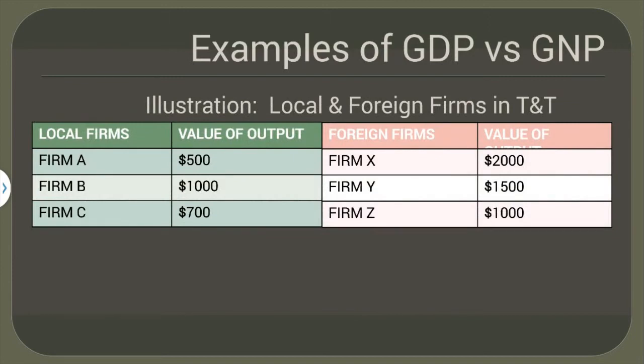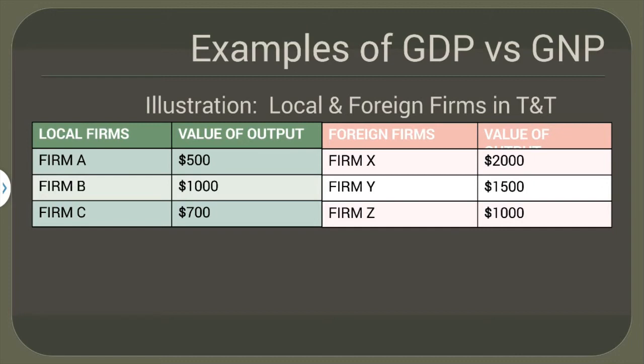So here I have a table, right? And it's providing abstract information about local and foreign firms in Trinidad and Tobago. In the green columns, we have information on local firms and the value of output produced by those local firms. And in the pink columns, we have information on foreign firms operating in Trinidad and Tobago and the value of their output. This cell refers to the value of output. So we have firms A, B, and C, national firms operating locally in Trinidad and Tobago, and firms X, Y, and Z are foreign firms operating locally in Trinidad and Tobago.